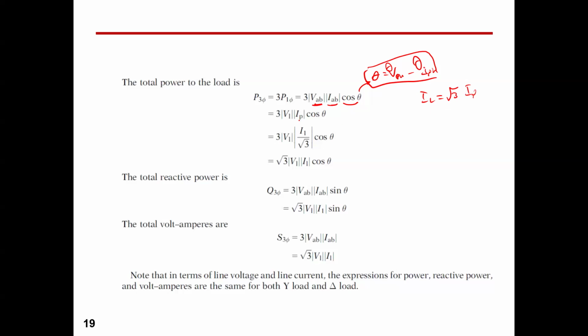So let's replace I phase here by I line divided by √3. So we can say the power equals √3 times V line times I line cosine theta, the same relation we have in Y connection. And the same is also for reactive power. We just replace cosine by sine. So we end up with the same relation, guys.